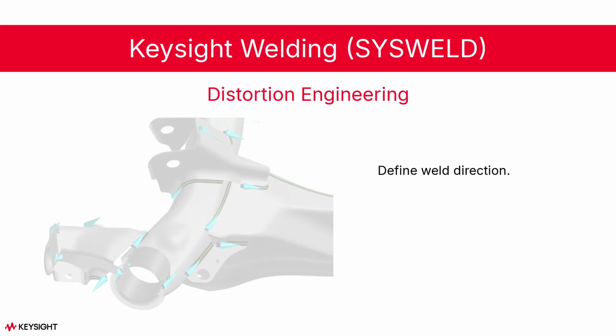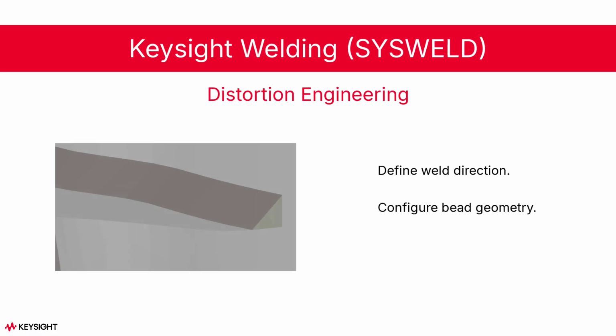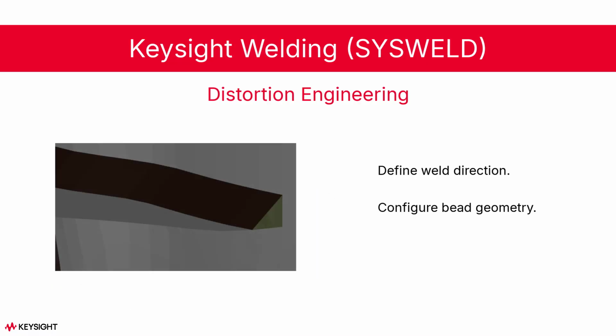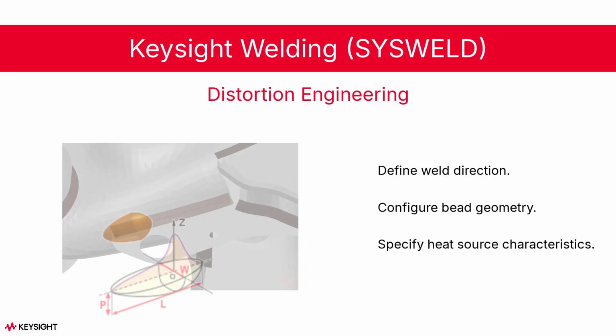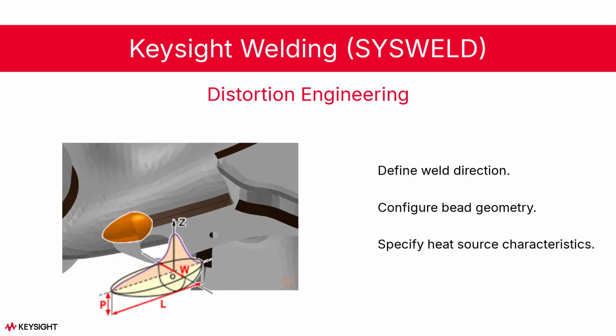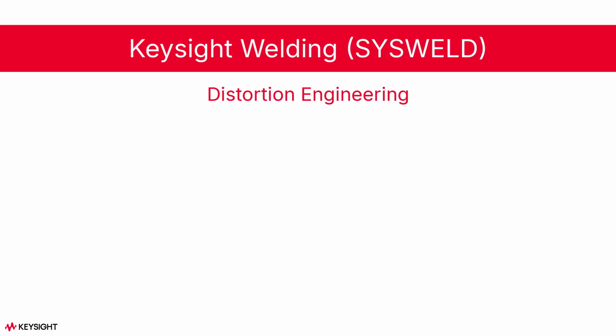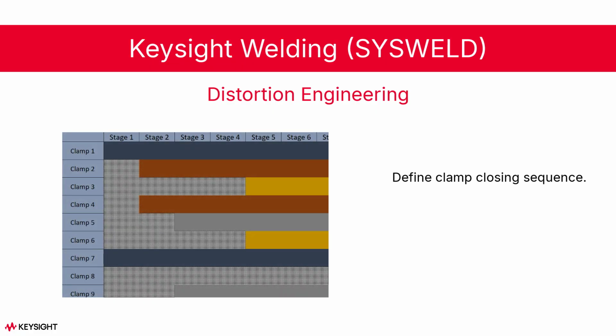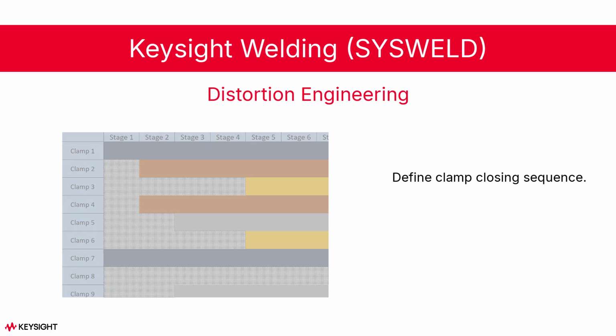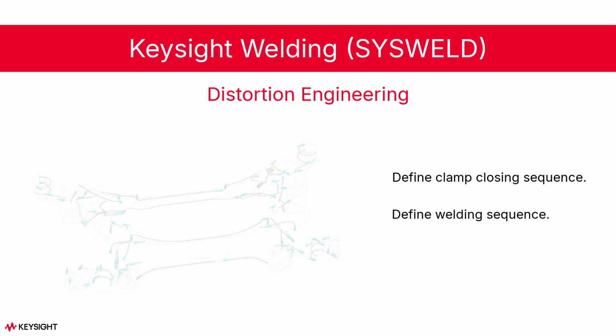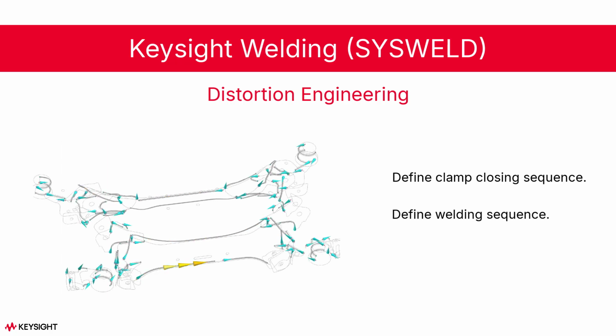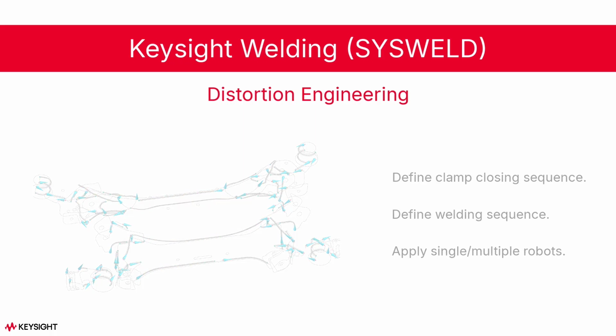Then, each weld is defined by specifying the heat source direction and geometry, whether it's a butt joint, laser lap, overlap, or T-joint. The heat source is further characterized by welding parameters such as width, length, penetration depth, travel velocity, energy, and efficiency. The final setup step is defining the clamp closing sequence, clamp forces, clamp strokes, and finally the weld sequence itself. The simulation supports welding with a single robot or multiple robots working in parallel.